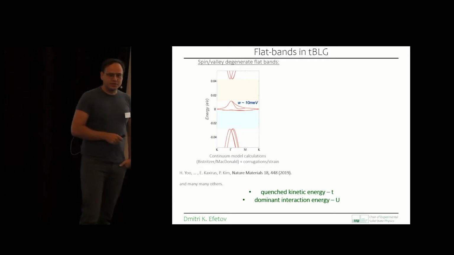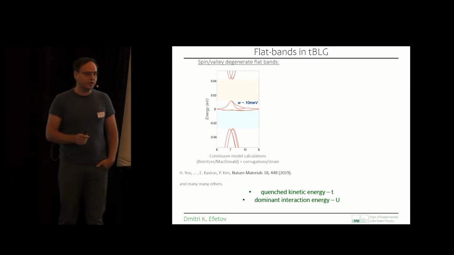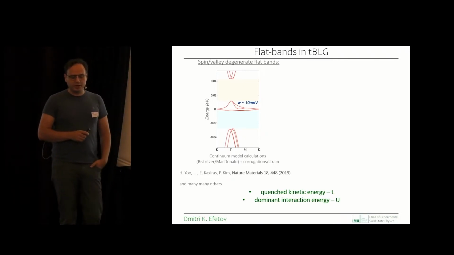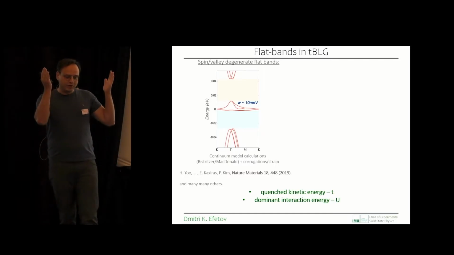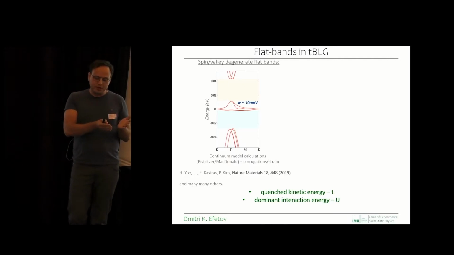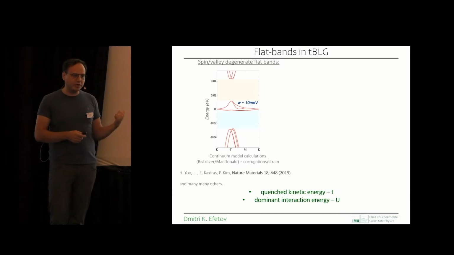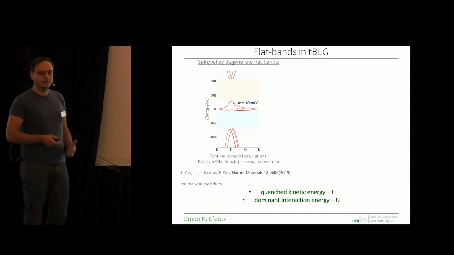And really what this does to the system is that kinetic energy becomes extremely small, the electrons become very, very slow, and the dominant term in the Hamiltonian becomes interaction energy U. So going from a case where graphene has a linear band dispersion and almost relativistic electrons, we're getting into the system where the electrons almost stop and they start strongly interacting.